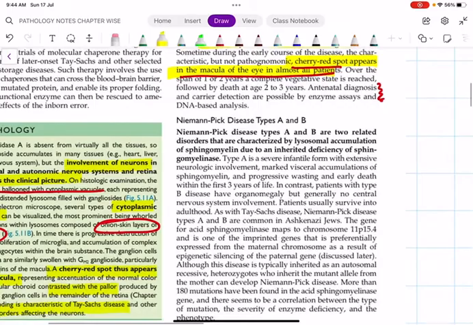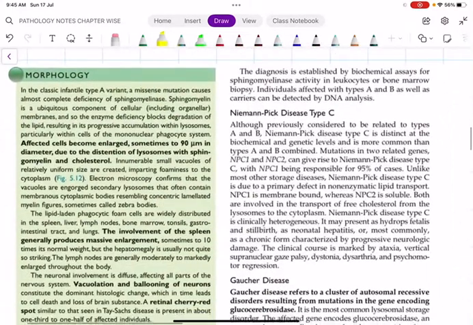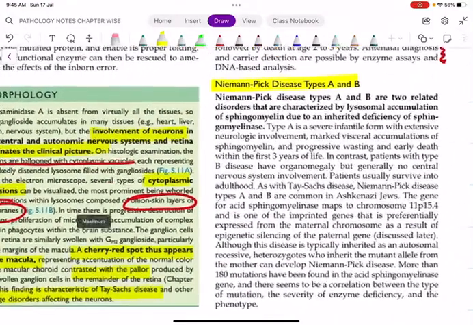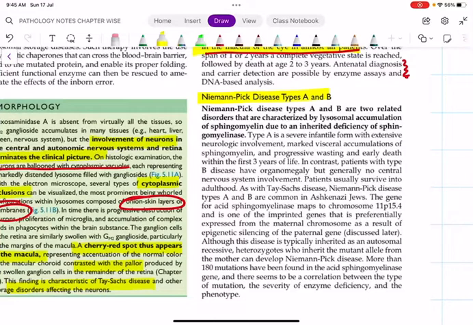The next variety is what we call Niemann-Pick disease. In Niemann-Pick disease, we have type A, type B, and type C. Type A and type B have almost overlapping features, but still we are going to discuss them in a bit of detail. Here the problem is that the sphingomyelinase enzyme is deficient. It is an inherited deficiency of sphingomyelinase. Remember, it is an autosomal recessive condition. I'm going to write here, it is an AR, that means autosomal recessive condition.